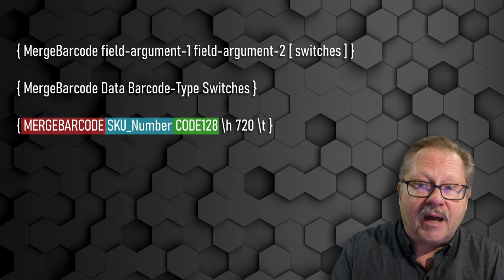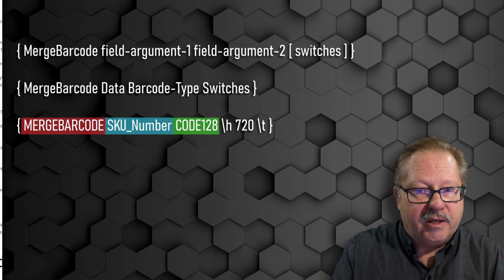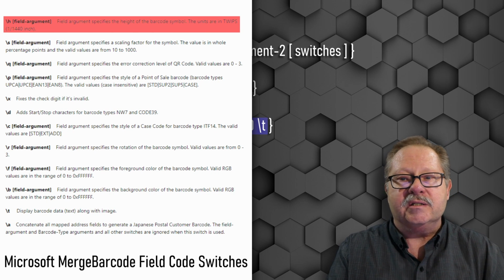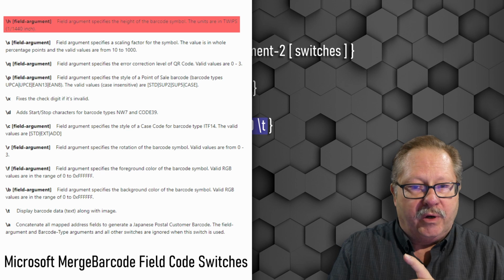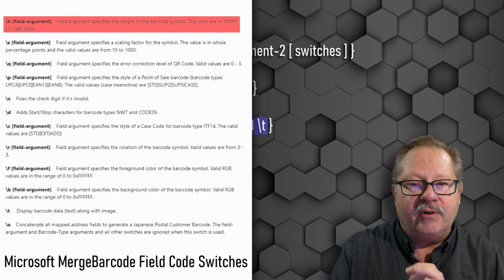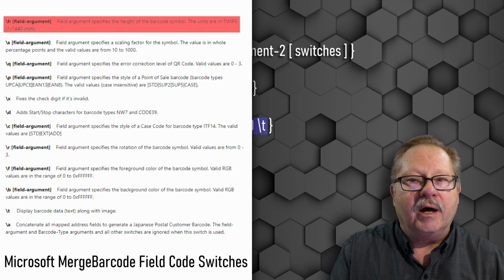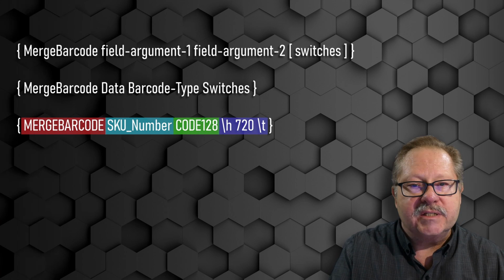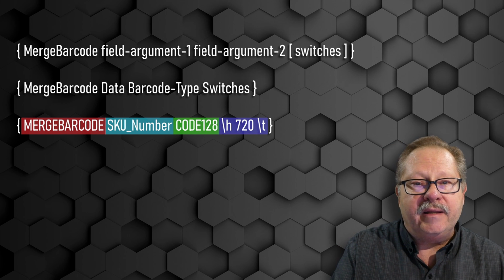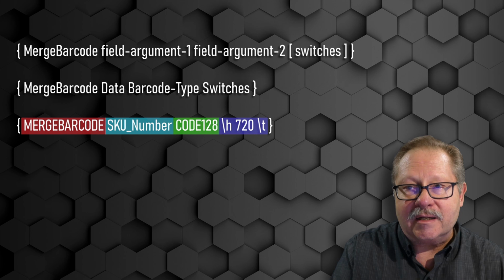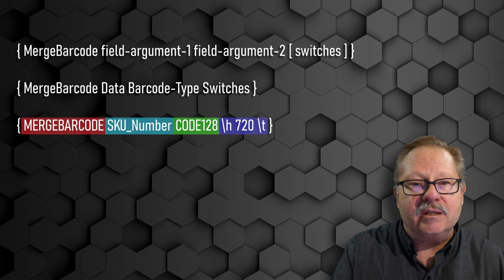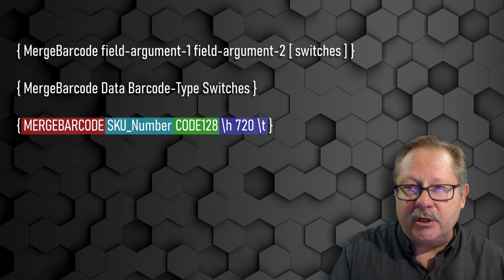I'm going to tell it that the height is going to be 720. If I go to the switches, this height argument here is in what they call twips, where each twip is 1/1440th of an inch. So if I want a half-inch barcode, I want to put 720 twips, which is half of 1440. And then I'm going to tell it that I want to show the text. In other words, /t is showing the text that was in the SKU number. So that's what I'm going to do to build the barcode.